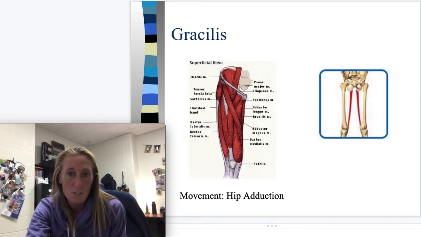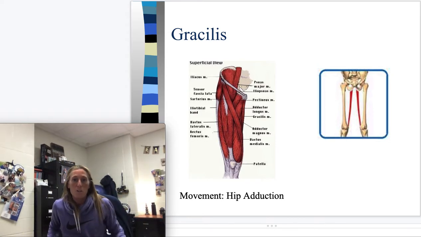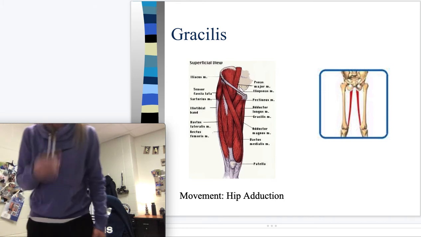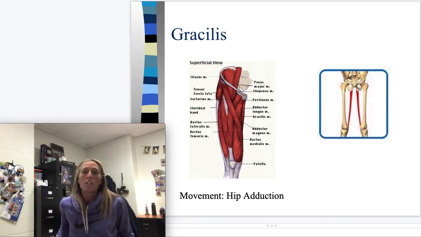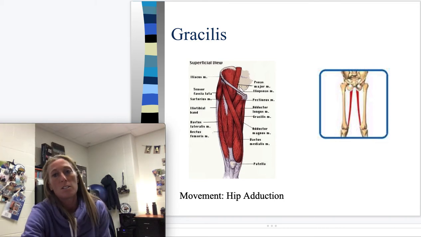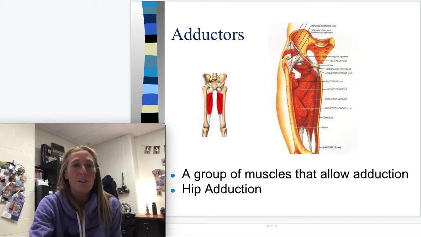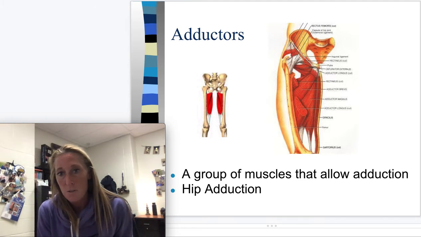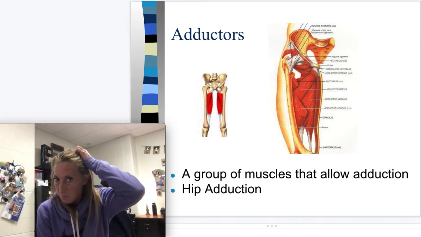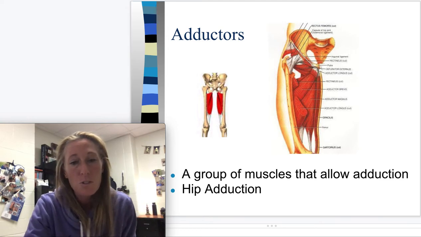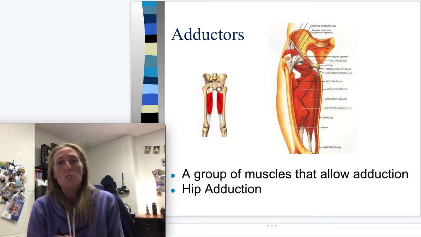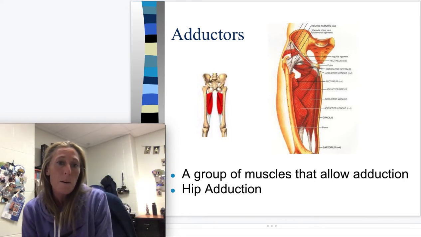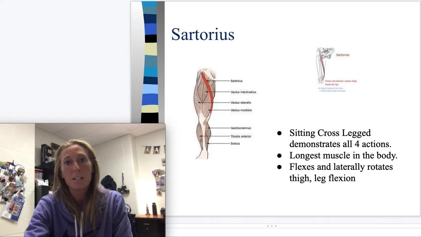The gracilis is a groin muscle. It allows for hip adduction, so bringing the leg, adding it back to the center line. Hip adduction is the gracilis, a large muscle of the groin there. The adductors are a group of muscles, and you don't have to learn the individual names of the adductors, but the gracilis is one of them. The adductors allow for hip adduction, so bringing the leg back towards the center line, adding it back.